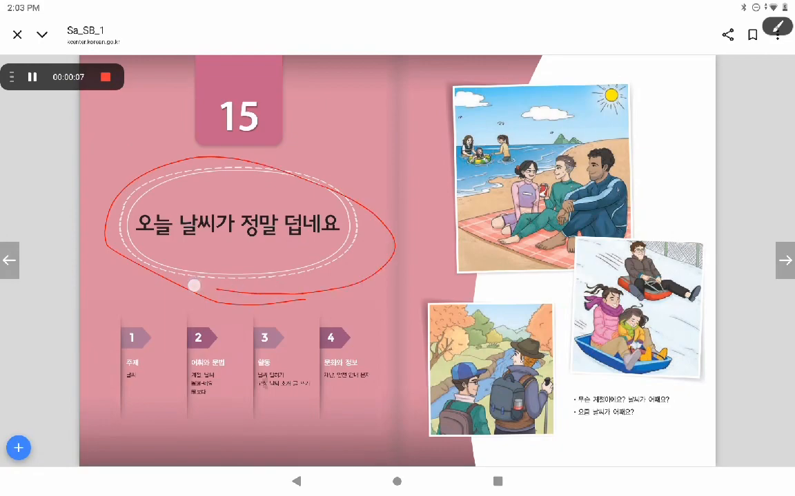오늘 날씨가 정말 덥나요? The weather is very 좋아요, hot today. Now, we are talking about season. 무슨 계절이에요? 날씨가 어때요? Which season is it, or what season is it, and how is the weather? 요즘 날씨가 어때요? How is the weather these days?